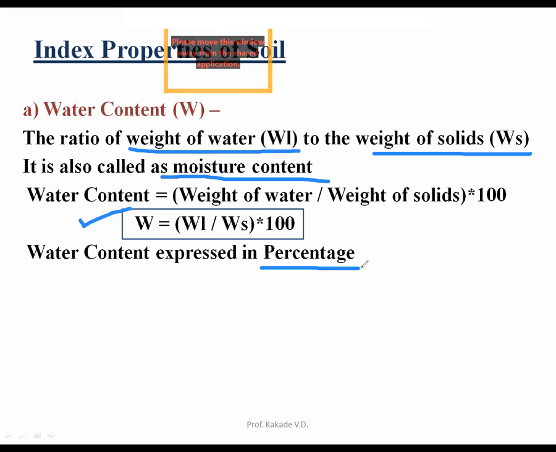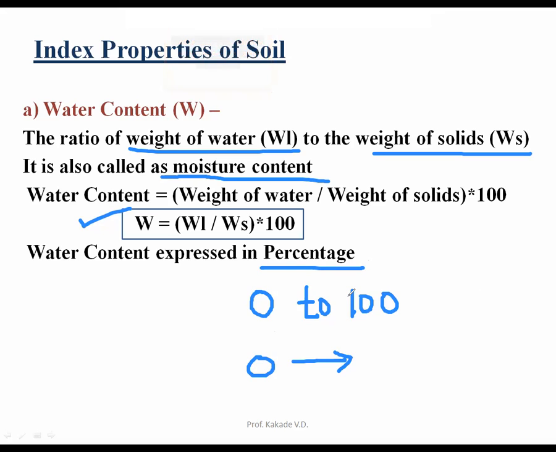The water content is expressed as a percentage. The range of the water content is 0 to 100, or in a practical view we could say any value more than 0. Why more than 0? If we consider partially saturated soil, the value will be between 0 and 100. If we consider fully saturated soil, the moisture content value is 100%.